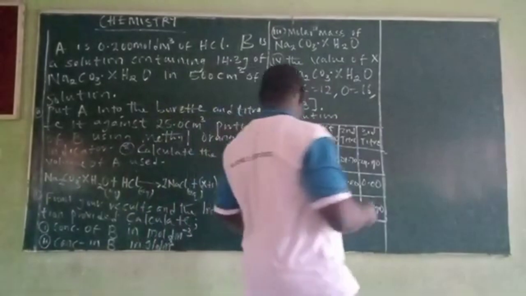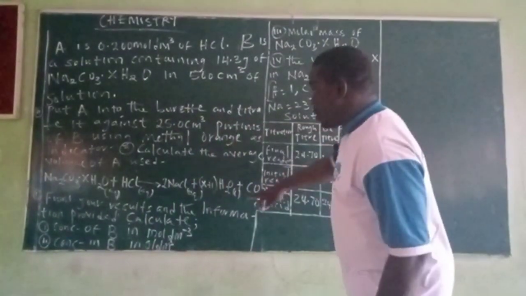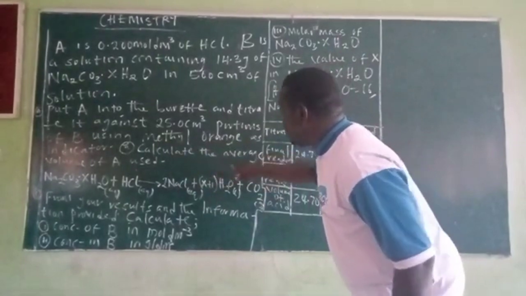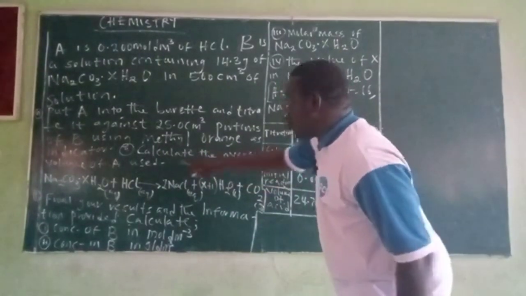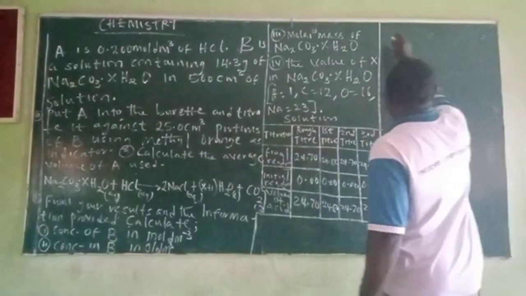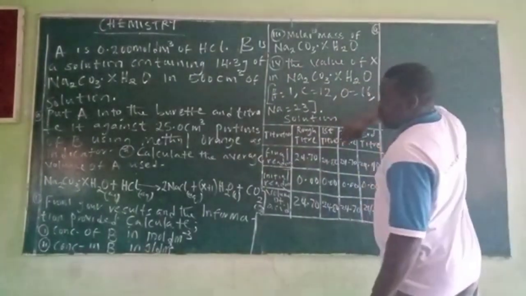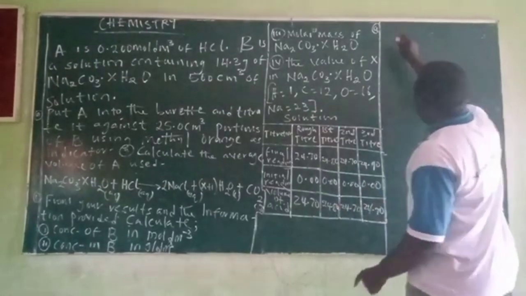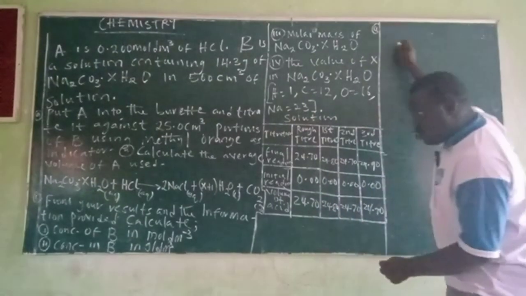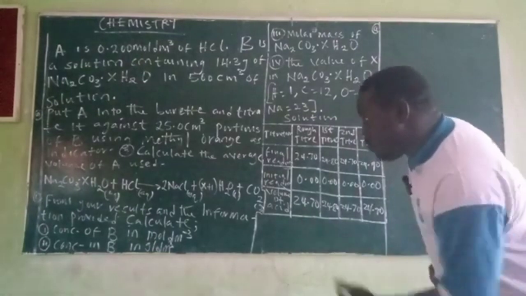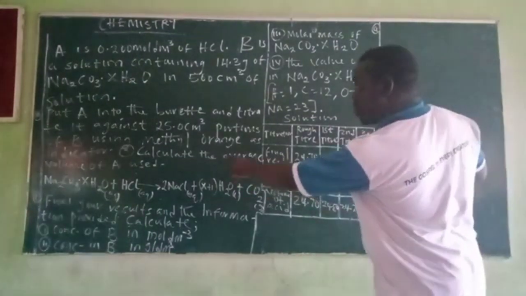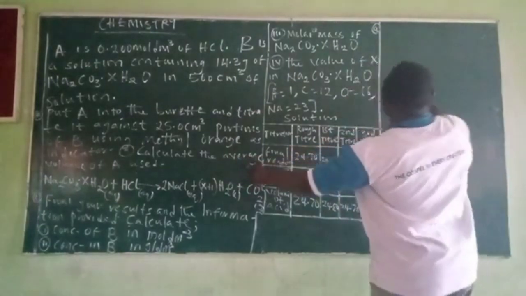Now let's find the average volume. The A part says that we should find the average volume of acid used. How do we go about that? That's straightforward, that's simple. You are just to take 1, 2, 3, and you divide by what? By 3. You divide by what now, students? You divide by 3. And so we have the average volume.